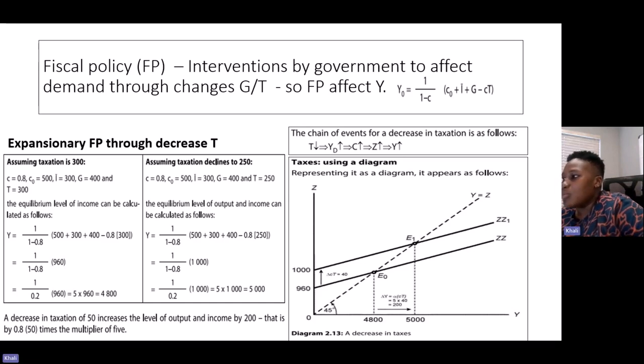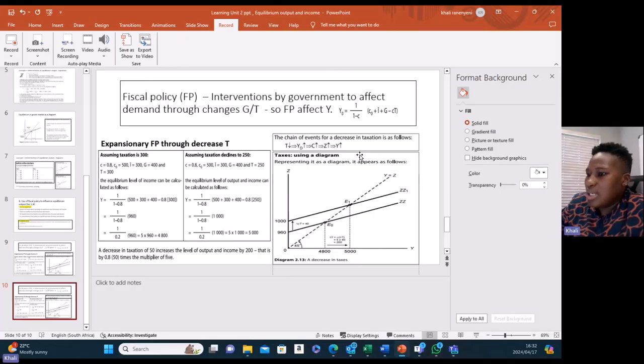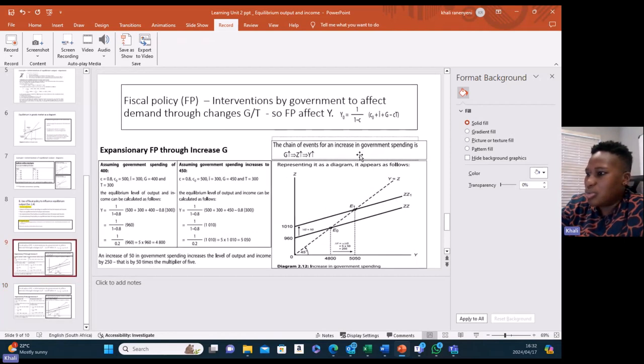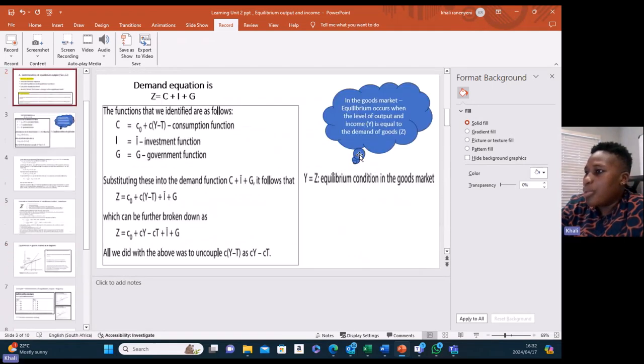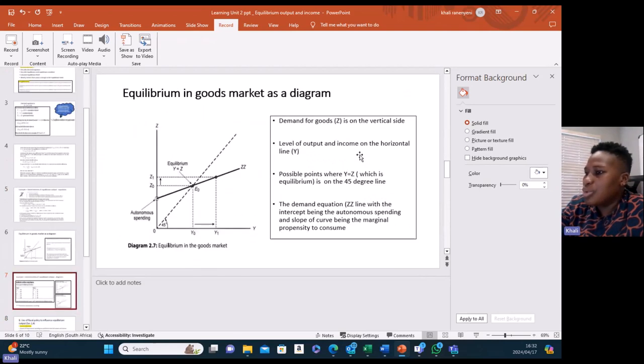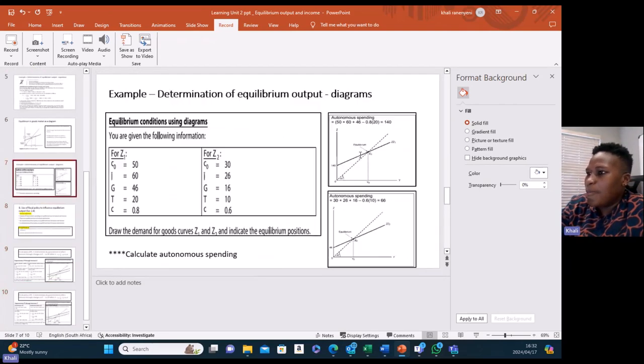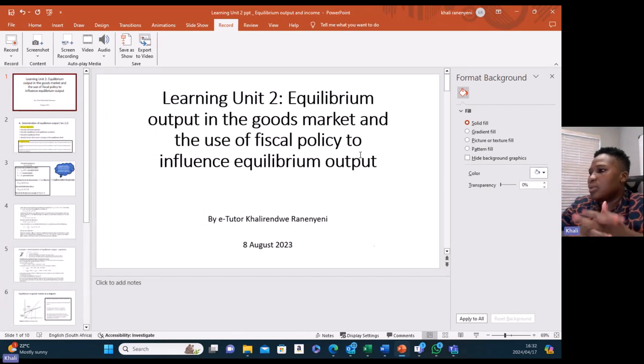You then have more to spend. If you have more to spend, you then contribute more to demand. You demand more, and therefore your output is more. So that's the chain of events. And that's how you need to be able to explain. That is the end of our presentation today. I hope to explain to you how you determine the equilibrium level of output in the goods market and how you use a fiscal policy to influence it.